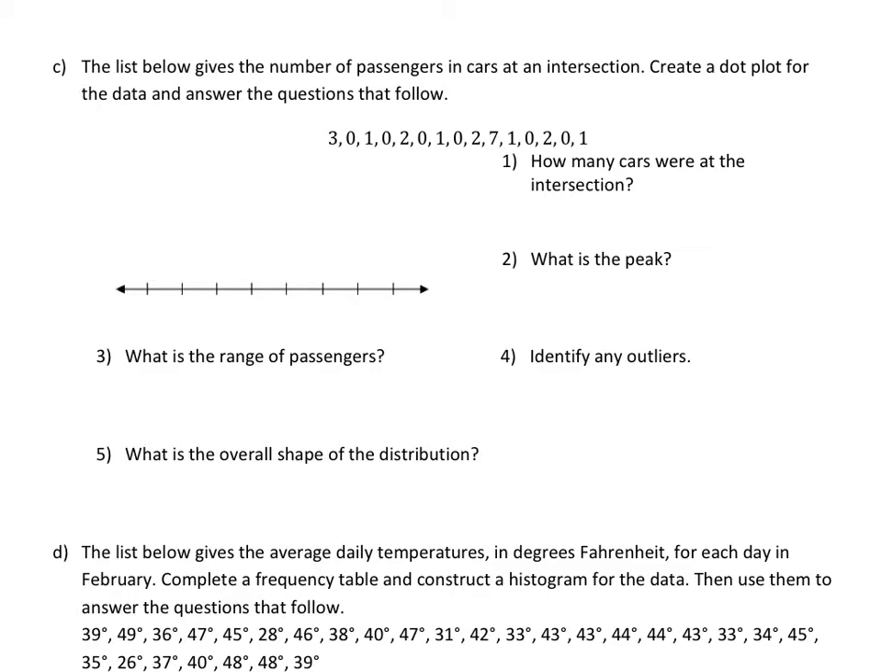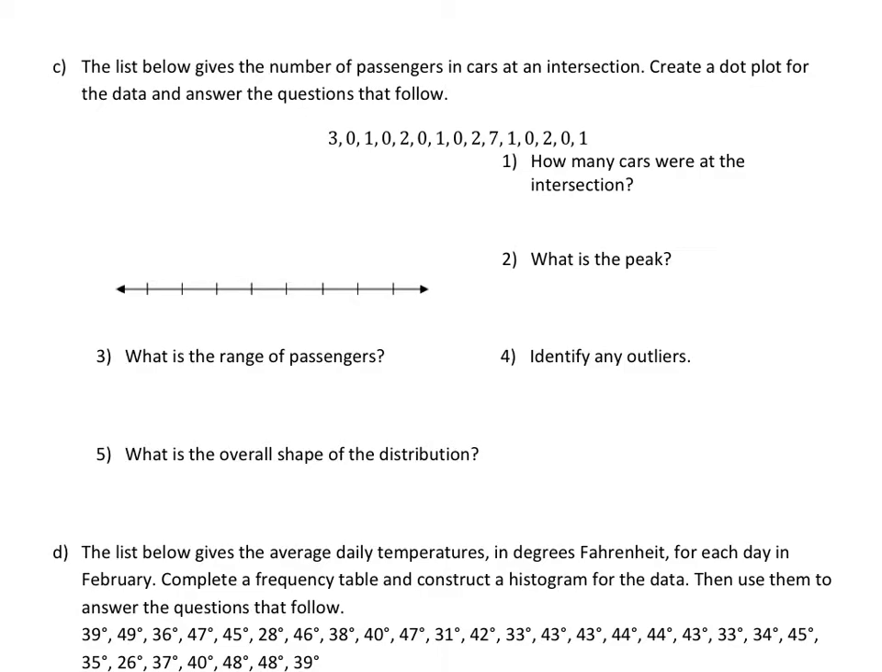Letter C. The list below gives the number of passengers in cars at an intersection. Create a dot plot for the data and answer the questions that follow. Keep in mind we're talking about passengers. The driver of a car is, in this example, not considered a passenger. So that's why you're seeing some results of 0. Okay. So here we go.